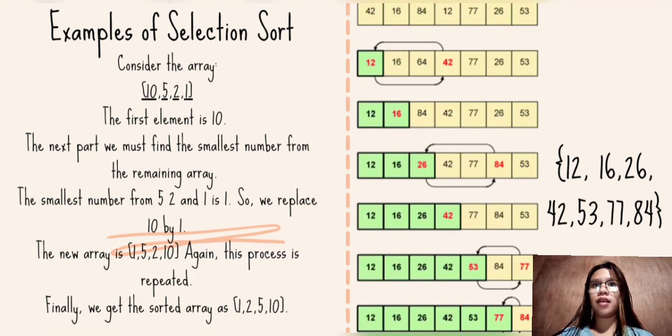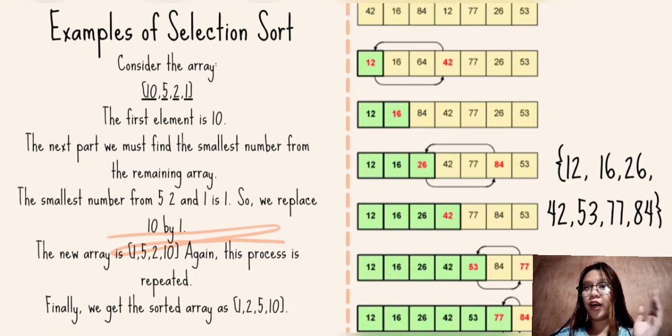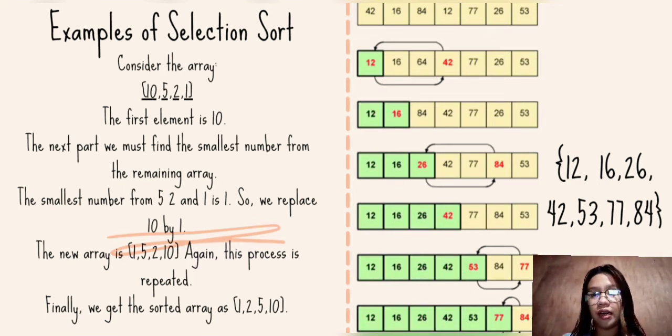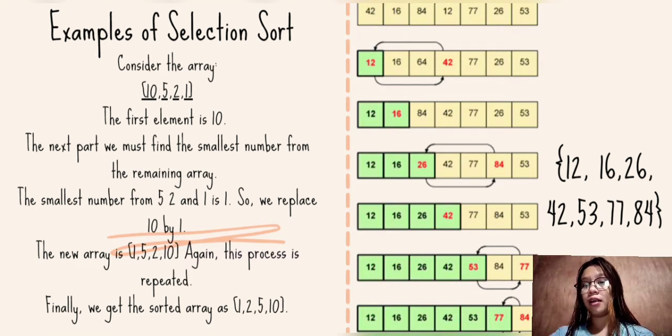Let's proceed to the second example, which is the array 42, 16, 84, 12, 77, 26, and 53. This is the unsorted given. As we can see, the smallest number is 12. So swap it into the first element in the structure. In the data that remains, 16 is the smallest and it does not need to be moved or swapped. Dili na siya kailangan kay siya man ang ikaduha nga smallest number.